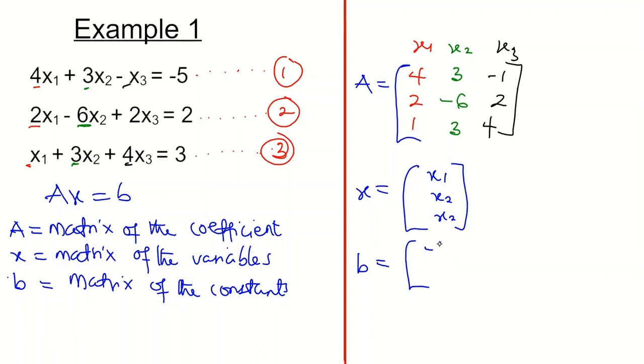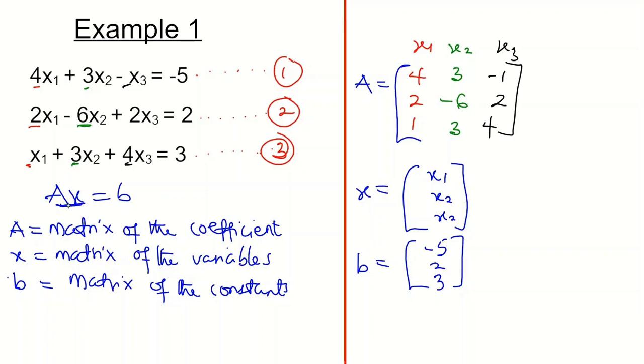So you have -5, 2, and 3. Now the reason why we are writing the matrix of the variables in column form is that the rule governing matrix multiplication says that for you to multiply two matrices, the number of columns of one matrix should be the same as the number of rows of the other matrix. And so when you look at the matrix equation formula, we can see A and X are multiplying.